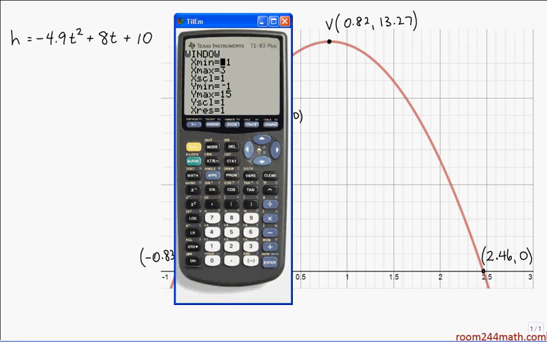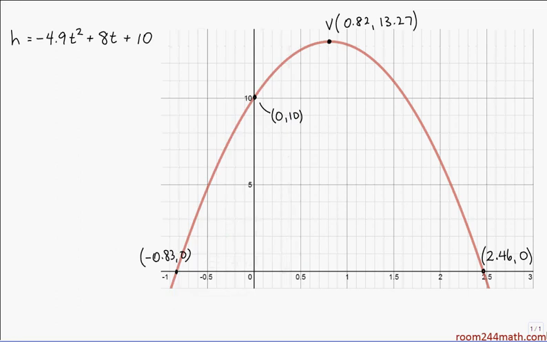And xres, you should always make sure it's 1. This is really just a leftover function from when the calculators were much slower. If you ever get your hands on a TI-83 as opposed to a TI-83 Plus, it'll really be kind of slow, and to speed things up you could change the resolution.